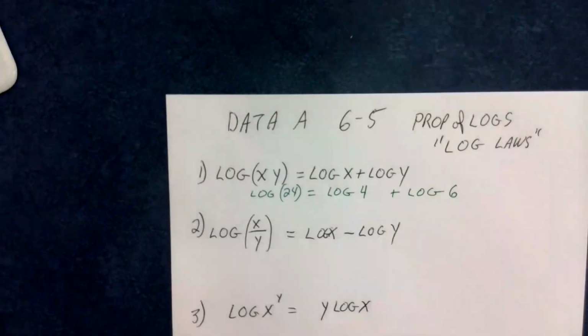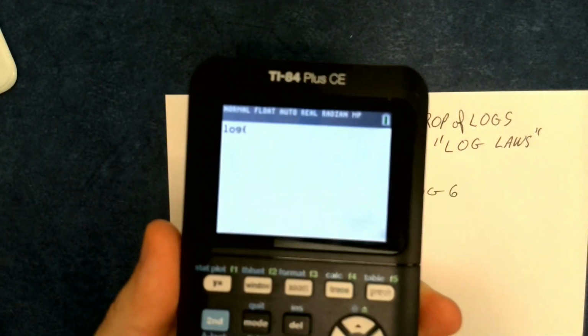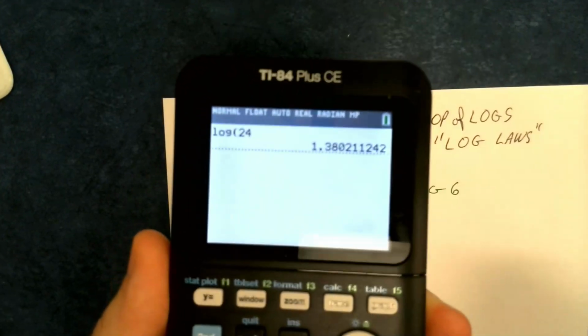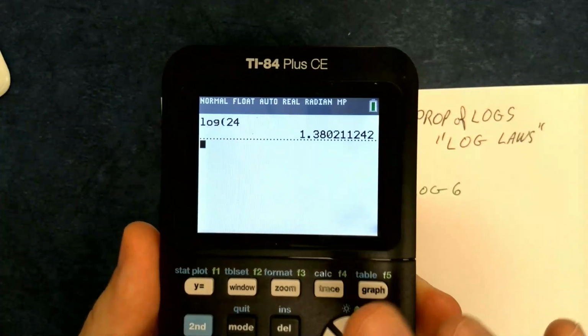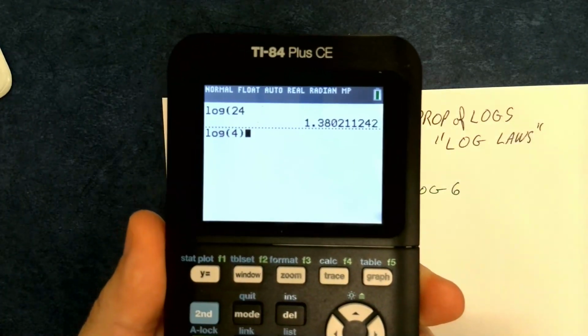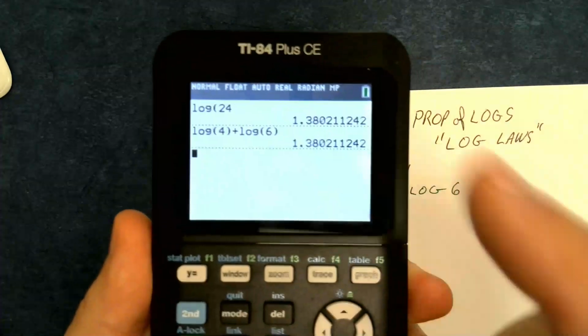And I'll show you that real quick on your calculator. So here we go. Go ahead and turn it on. So I'm going to do log 24, enter, and I get this number. Give you a little focus on that. And let's do this, log 4, make sure you close parentheses, so it's just doing the log of that 4, plus the log of 6. You can see that they're the same number.